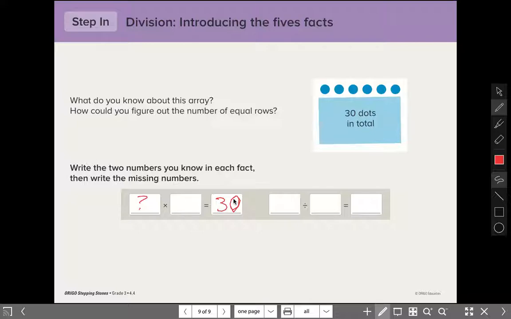Vanessa? That there's 6 dots. So blank times 6 equals 30. What division fact would I use to go along with it, Andy? 30 question mark 6. So 30 divided by blank equals 6. And what number is going to go in the blank? What number times 6 equals 30? Andy? Good job. 5 times 6 equals 30. So I can erase my question mark.